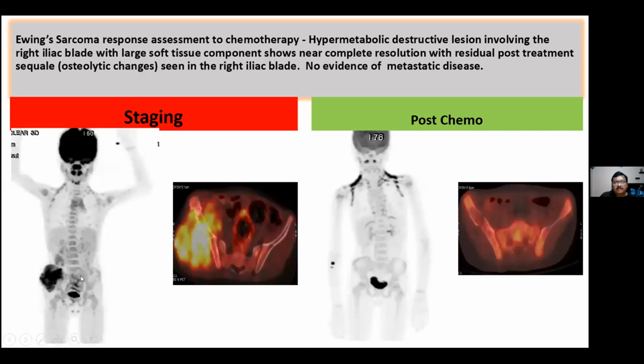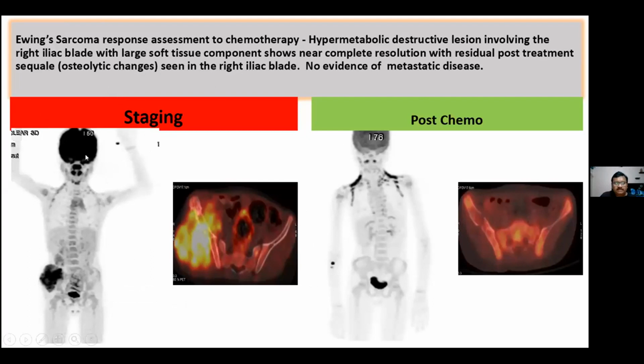Now, this is a child. We are seeing response assessment to chemotherapy. Hypermetabolic destructive lesion involving the right iliac blade with large soft tissue component shows near complete resolution with residual post-treatment sequelae in the right iliac blade. So there's no evidence of metastatic disease in this case.